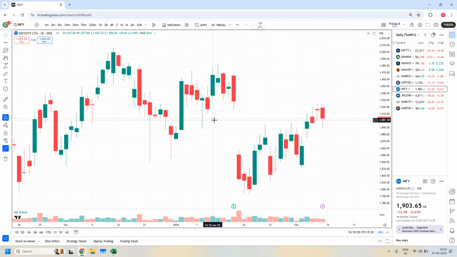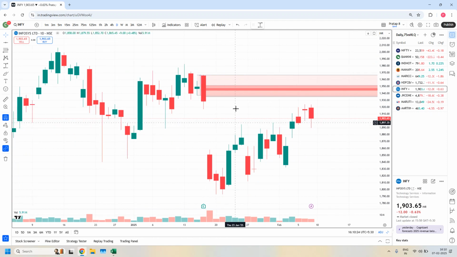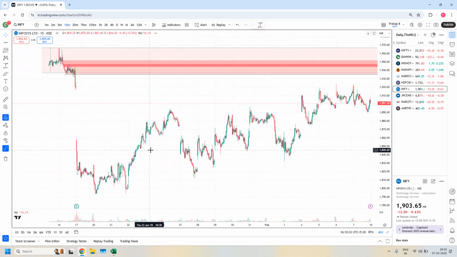Next one is Infosys. This is also a daily high liquidity supply zone. Drop, base, drop. This one is fine-tuned with the 75 minutes time frame. Here, drop, 2 base candles and drop. Fine-tuned with the 15 minutes time frame.